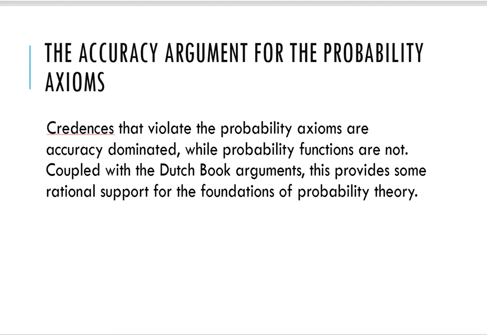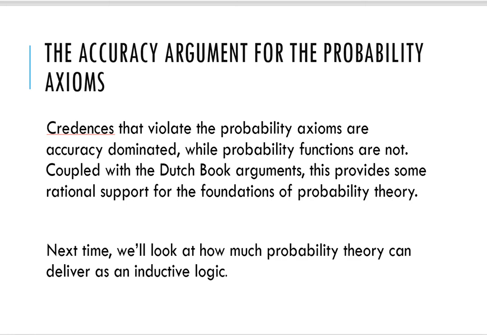Okay. So, coupled with the Dutch book arguments, this provides some rational support, at least, for the foundations of probability theory, for those axioms, and hence for the rest of probability theory that we derived from those axioms. So now we've tried to answer that first question of whether we can rationally justify probability theory, and I think we've made some good progress towards that via the Dutch book arguments and the accuracy arguments.